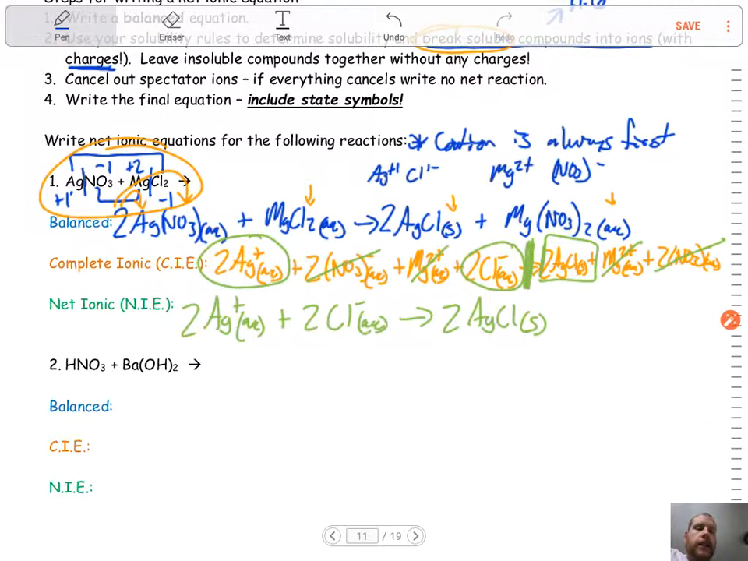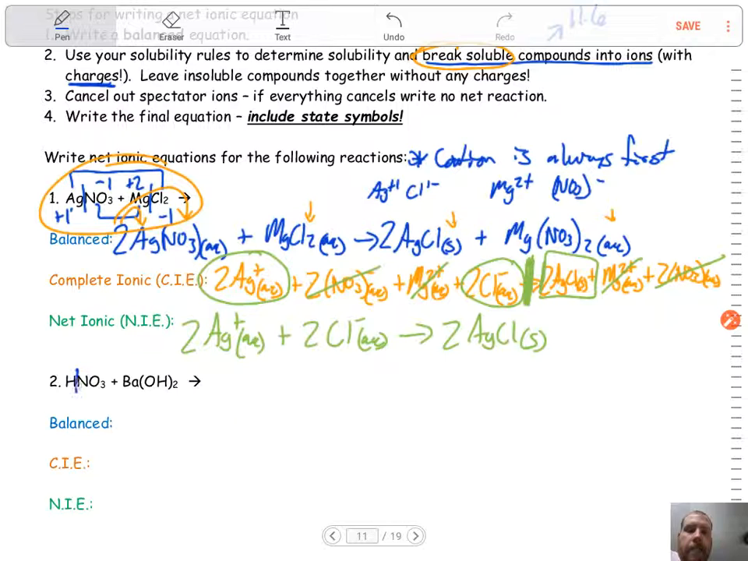All right, so let's continue on. We're going to do the next couple practice problems together, and then you guys are going to practice all on your own. So, same thing first. Let's split up our compounds.